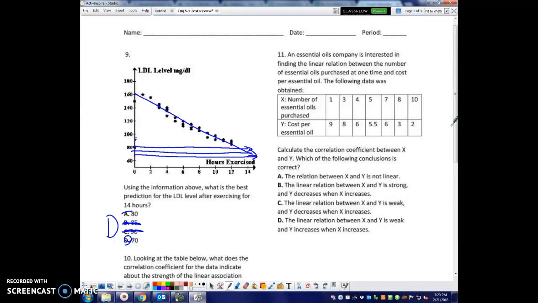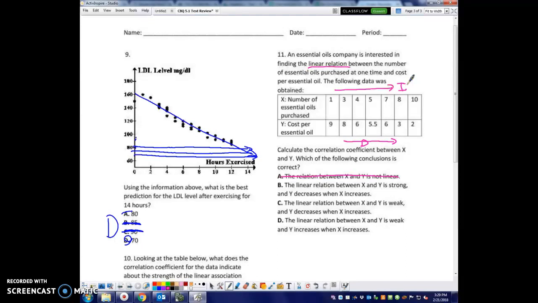Let's read through our conclusions. The relation between X and Y is not linear. Well, it told us it is. So that's wrong. Okay. The linear relation between X and Y is strong, and Y decreases when X increases. So let's look. Y is going down, yeah? So Y decreases, okay? And X is going up. So X is increasing. So that's true. The linear relation between X and Y is weak. The Y decreases when the X increases. That's true. Y decreases, X increases.